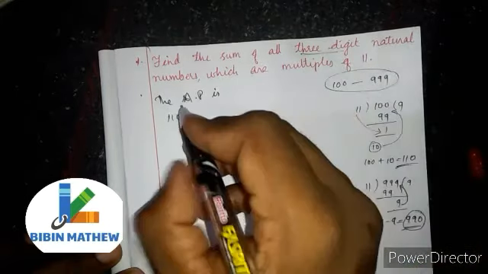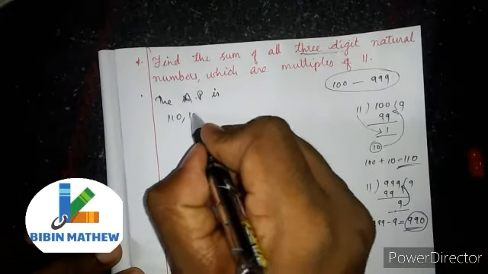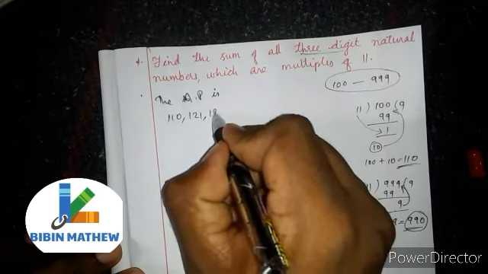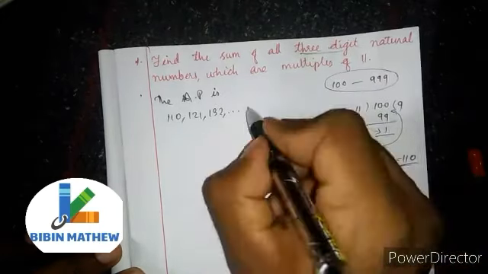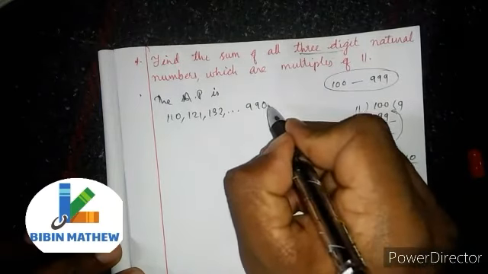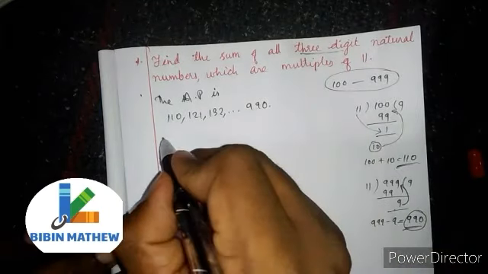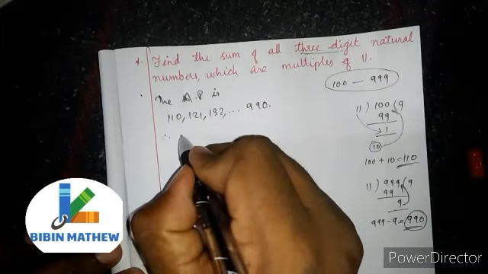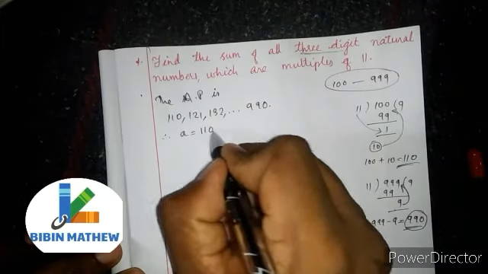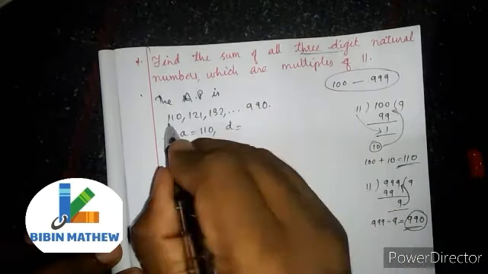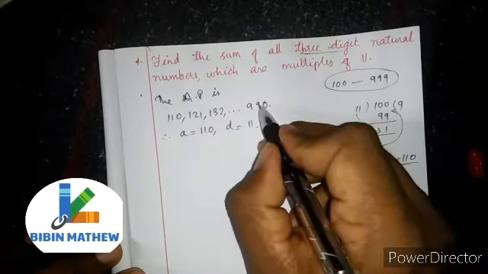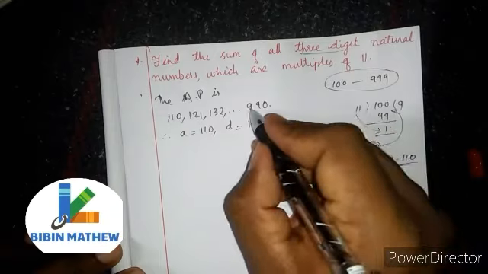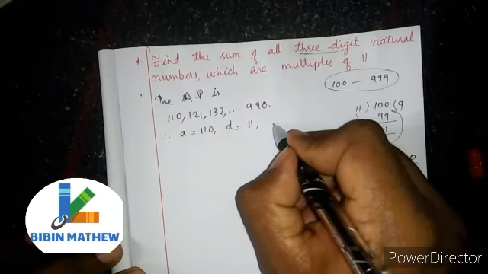The AP is, what we will write? 110, 11 ऐड करिए उसका साथ क्योंकि कॉमन डिफरेंस 11 है. 121, है ना, 11 ऐड करते हुए 120 बनाएगा, 132 एक्सेट्रा. किधर तक जाएगा? लास्ट टाइम हमको पता है 990 है. सो 990 तक. सो मिल गया हमारा एपी.